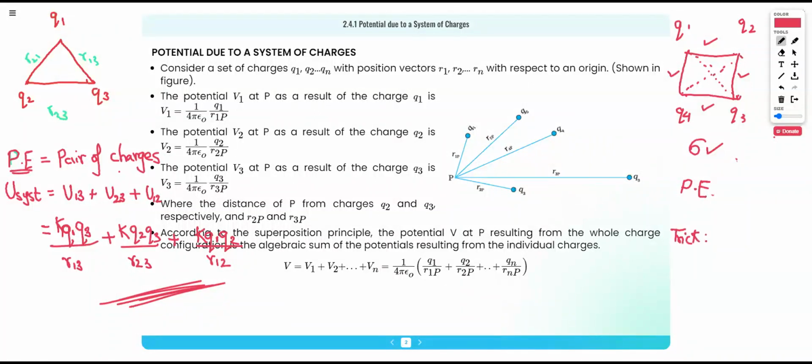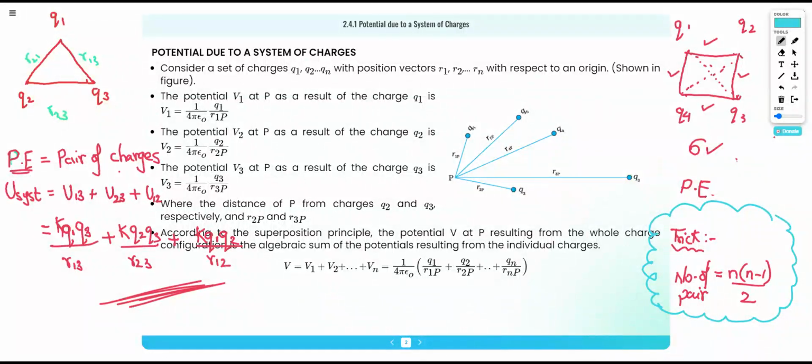Now, a trick. It's a secret. The number of pairs is equal to n into (n minus 1) over 2. If you are getting confused by giving the answer as 4, that's why this is a trick. Number of pairs will be equal to n(n-1)/2.